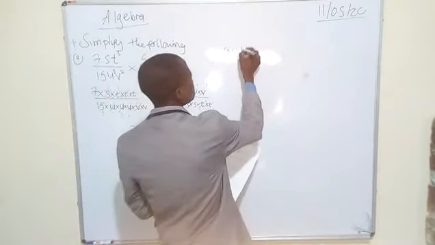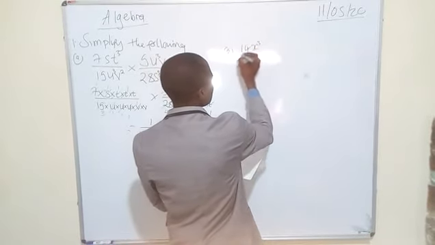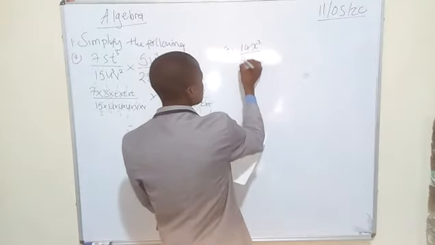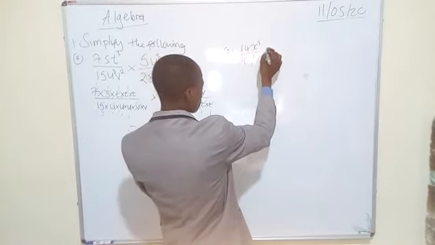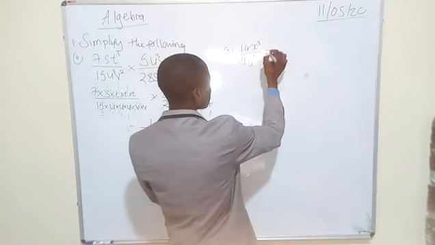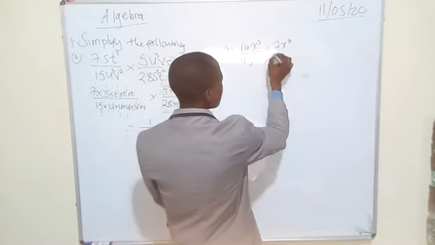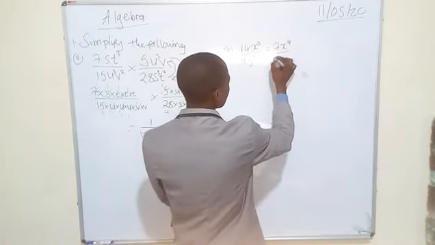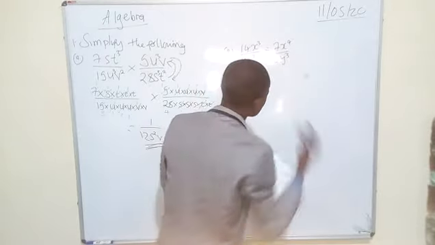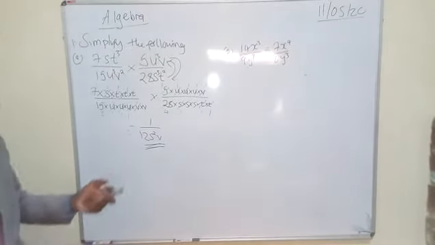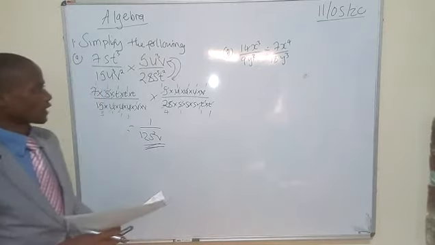We have 14x cubic over 9y squared, divided by 7x to the power 4 over 18y to the power 3. Division of algebraic fractions. Now, how do we divide this fraction?